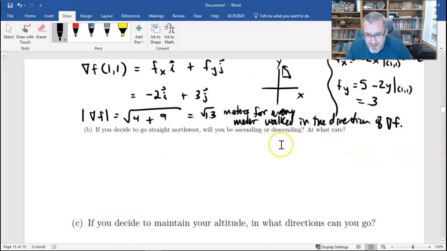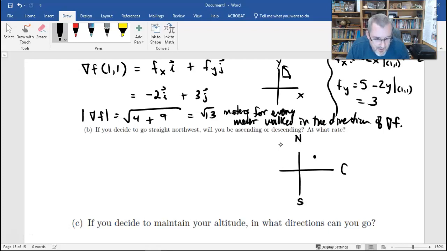Now, what if you decide to go straight northwest? Now, we're still at the point (1, 1), and we're going to go straight northwest. So north, south, east, west, right? Now, straight northwest, when they say that, means relative to the horizontal, you've got a 45-degree angle.